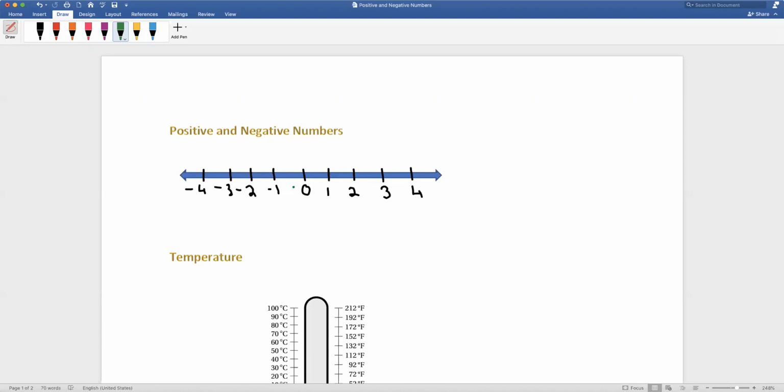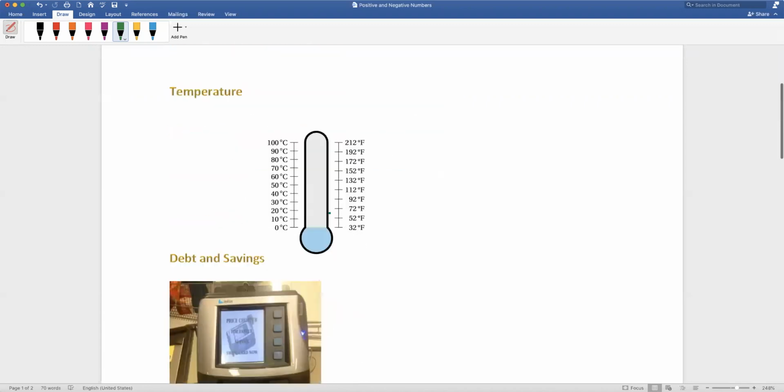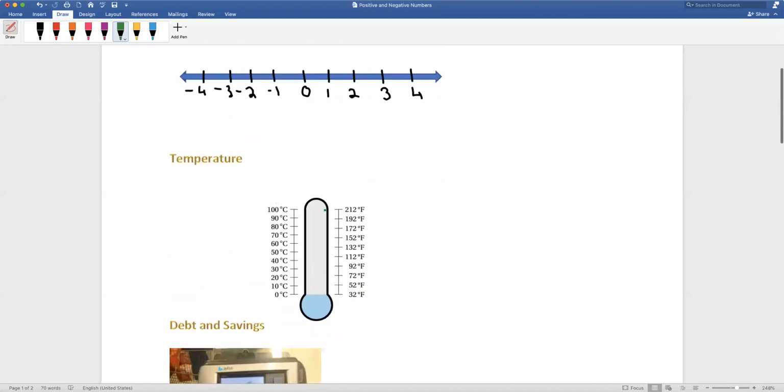So let's see some ways that positive and negative numbers can be used in real life. Temperature. So temperature could be like below 0 degrees, which would be really cold, and above 0 degrees, which would be really warm. So an example would be, if today was 8 degrees below 0, how would you know if it's negative 8 degrees or positive 8 degrees? You should know how to use it on the thermometer.